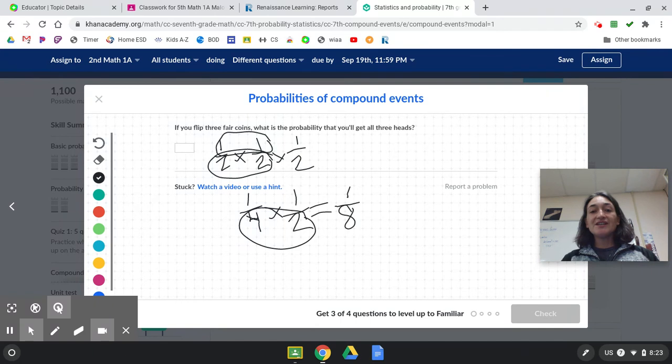You can complete all compound event probability problems like this as long as you know the probability of each event occurring and you multiply them together. You're going to get the same answer as if you were to use sample space or tree diagrams to write out all of the possibilities.